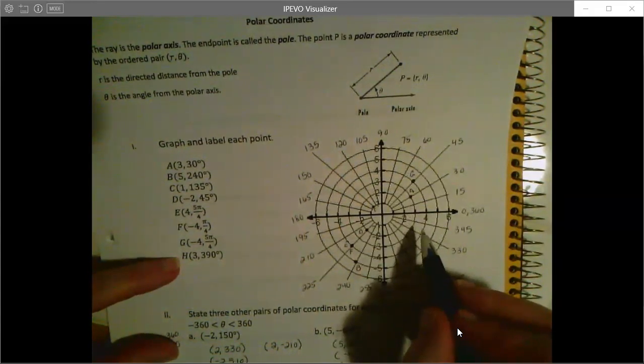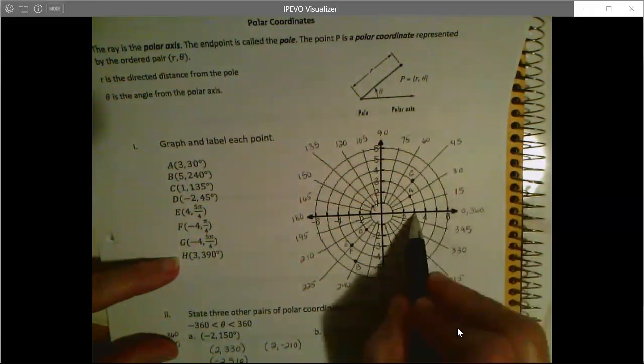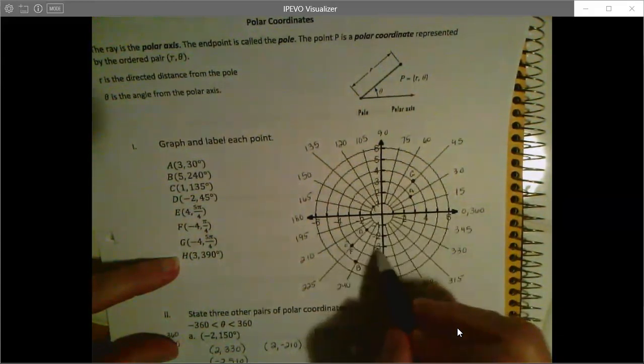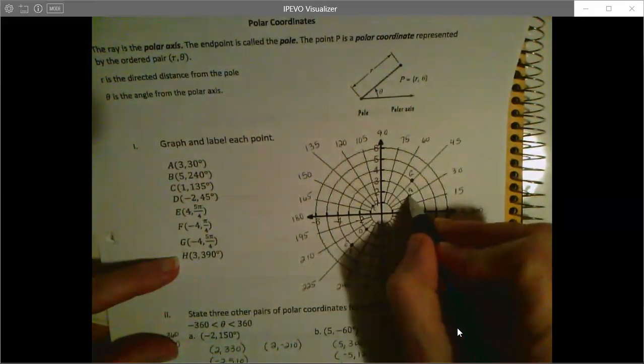And then 3, 390. So 3 is right here, and 390 is going to be all the way around. That's 360, and then 30 more would be right here. That's 390. So that's H.